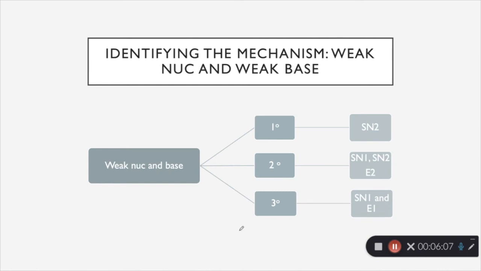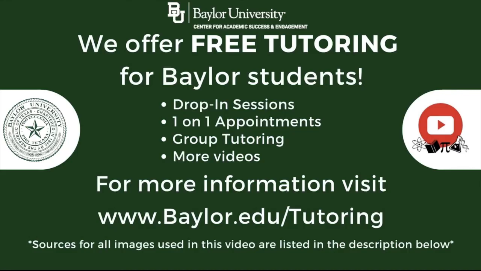For tertiary, it's going to be SN1 and E1, and this is because both of these reactions leave behind that carbocation, and it will be most stable on the tertiary position. For SN1 though, if you have a secondary substrate, it will leave behind that carbocation on the secondary position, but you can have carbocation rearrangement, whether it's a hydride shift or a methyl shift, so that's definitely something to be aware of. I hope you found this video to be really helpful.